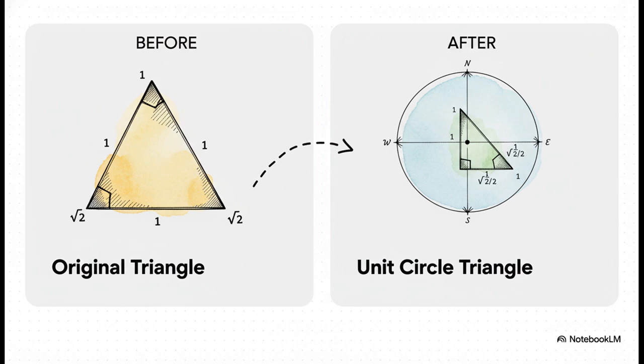The hypotenuse was root 2, we divide by root 2, and it becomes 1. Perfect! It fits the unit circle. Now just a quick side note. That fraction, 1 over root 2, is usually written a different way, as the square root of 2 over 2. They're the exact same number, but that second one is the standard form you're going to see everywhere.